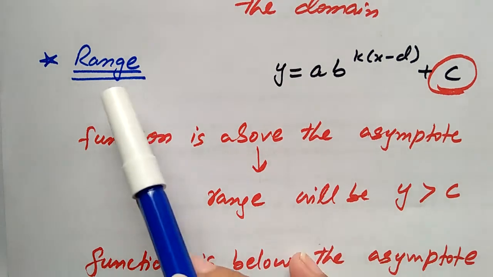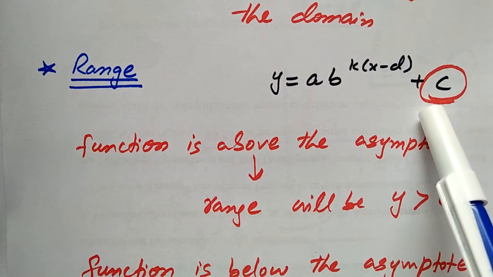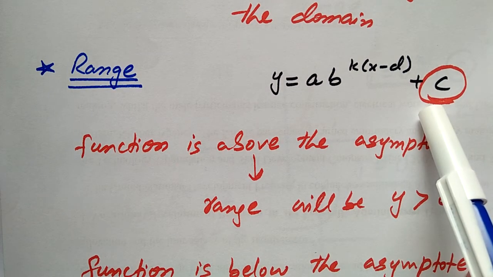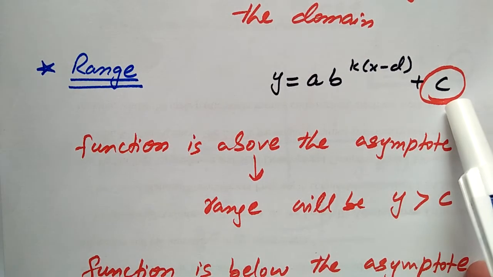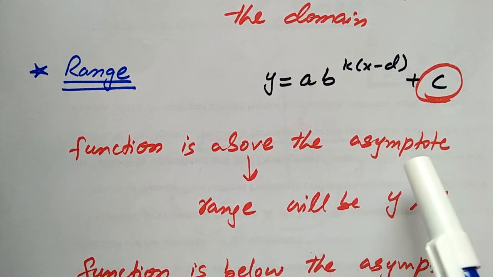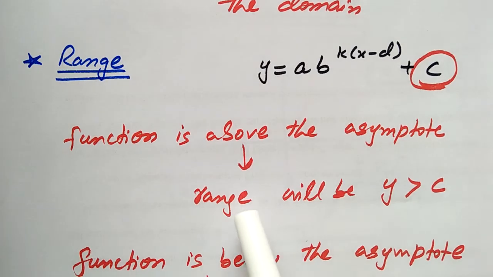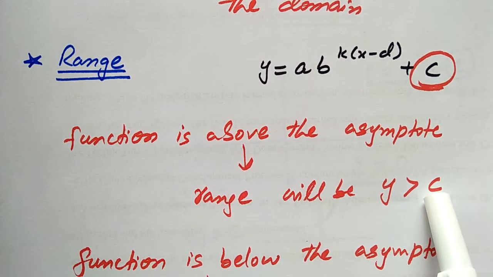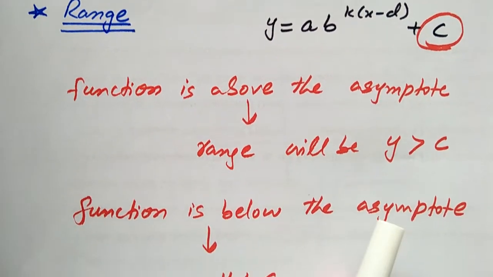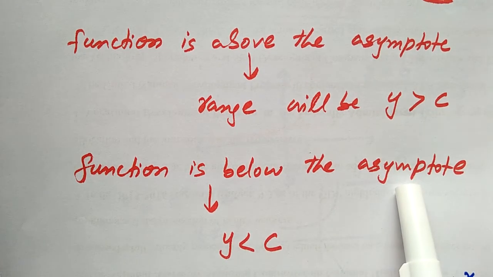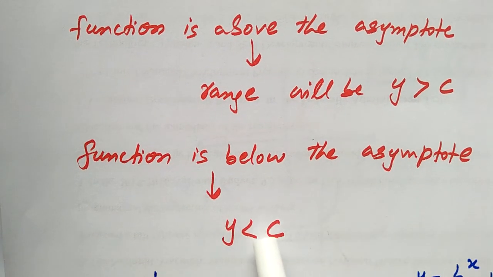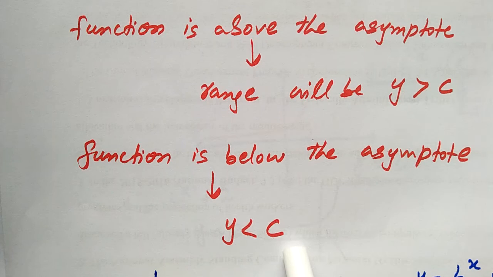Range. For range, we will consider the asymptotic value. That is basically the c. If the function is above the asymptote, the range will be y greater than c. And if the function is below the asymptote, then my range will become y less than c.